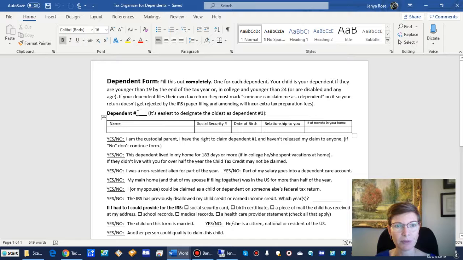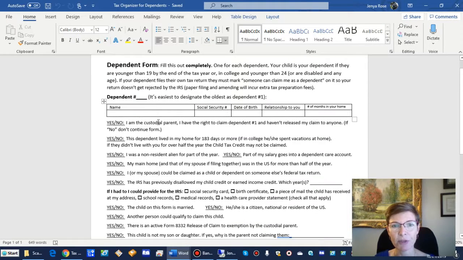Anyway, dependent number, whatever number you put there, and name. If you're a recurring client, you don't need to put their social. Like if you claimed the same person last year, you don't need to put their social, and you can obviously put their date of birth. If you're new, we need all this information.